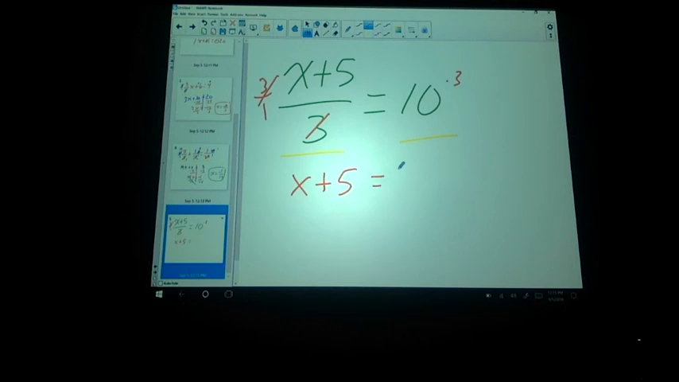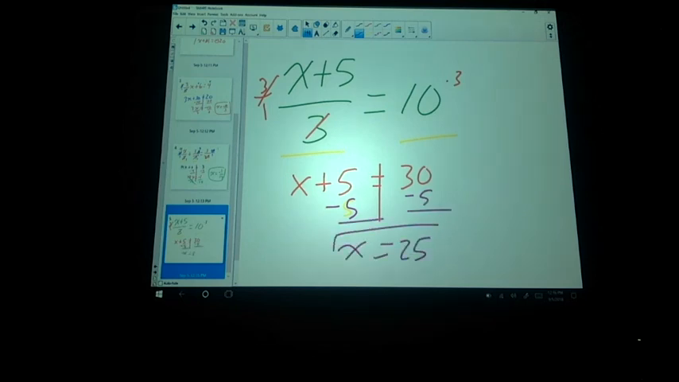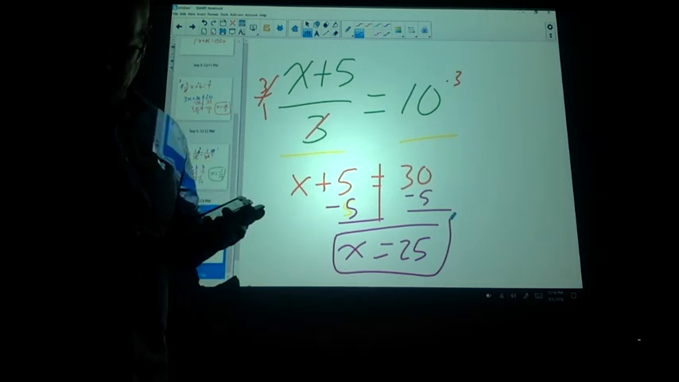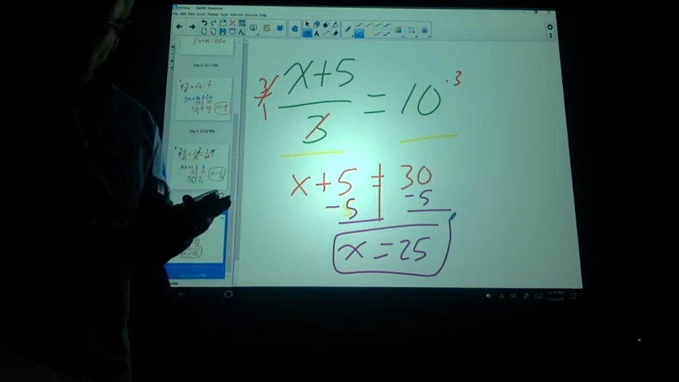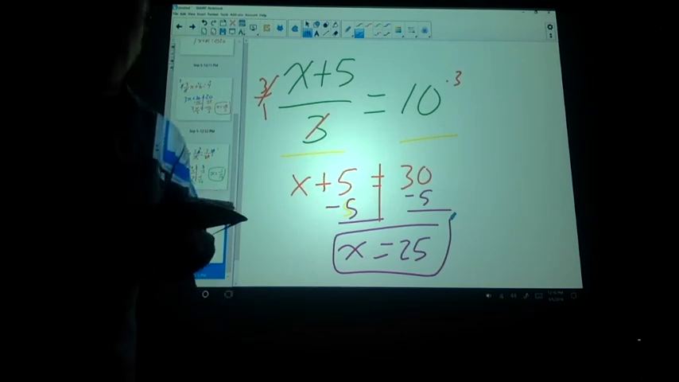And then what is it on the other side? 30. And then if I solve it, subtract 5. Whoop, minus 5, minus 5. So I get x is equal to 25, right? These are all similar types of problems that you'll come across on this take-home test.